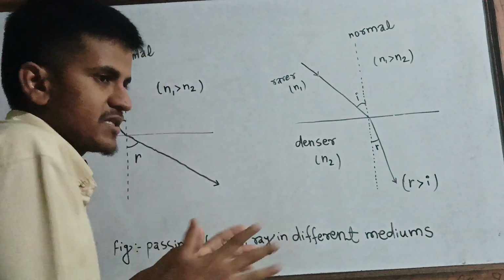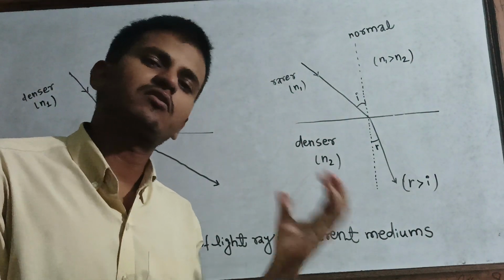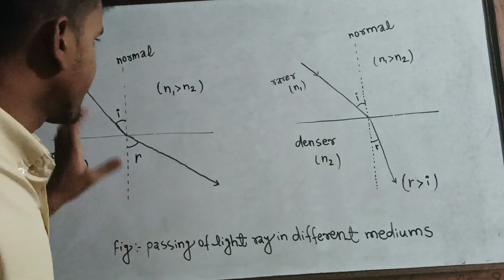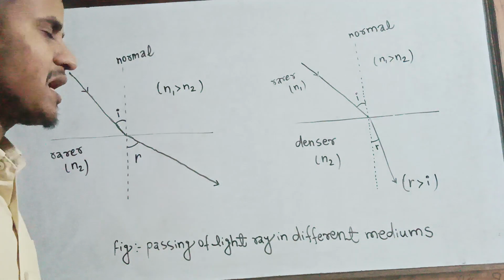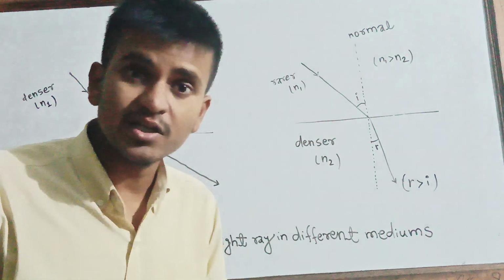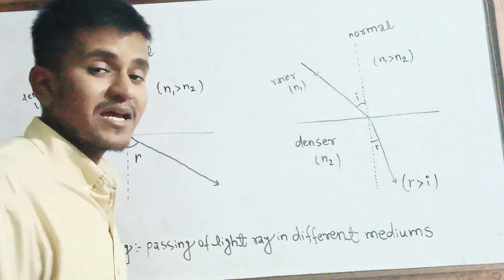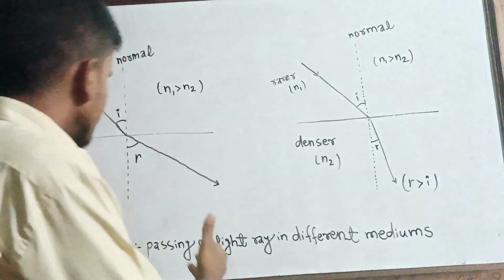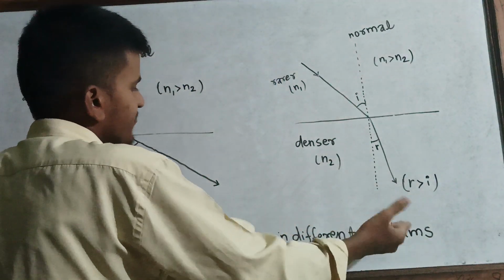You need a lot of practice to understand this, because at one go it will be very difficult, but do let me know. I will try my best to make you understand. So this is the passing of a light ray in different media.